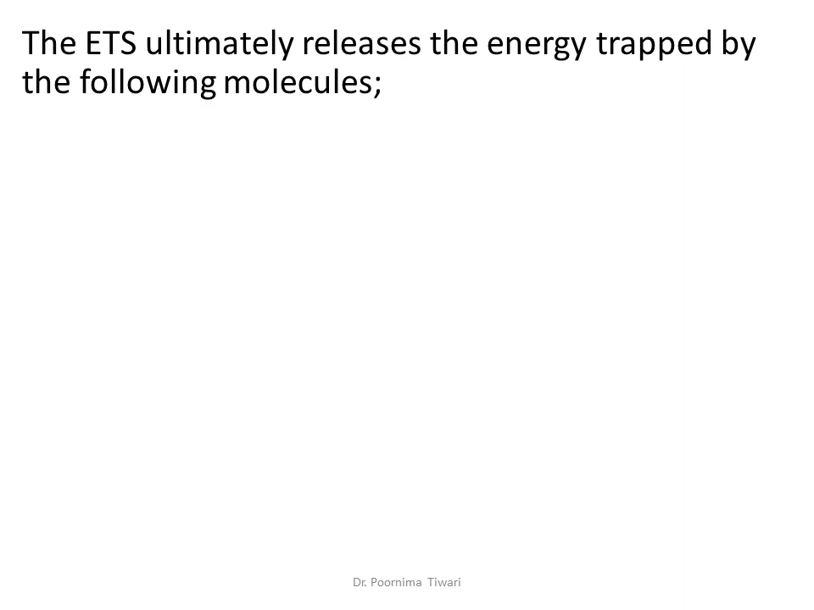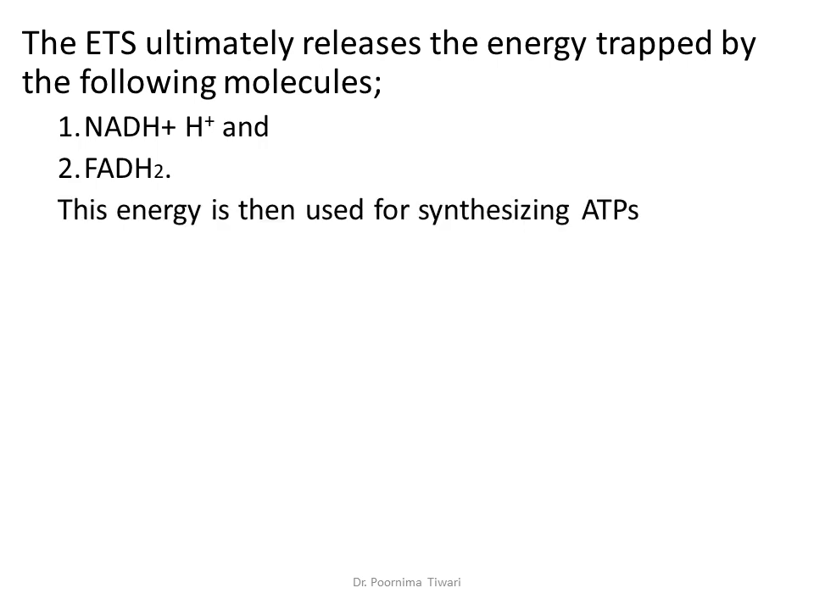In the previous parts of this lecture, we saw that the energy-rich substrates are oxidized via glycolysis followed by Krebs cycle to release finally NADH and FADH2 and some ATP. The electron transport system, or electron transport chain, is the one that ultimately releases the energy that is trapped in the following molecules, that is NADH and FADH2. This energy is then utilized for synthesizing ATPs.